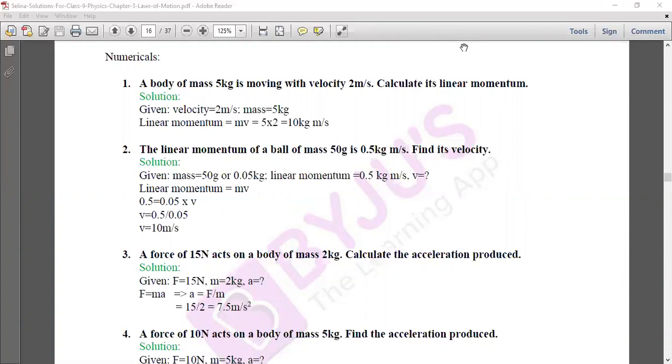Today in this video, I will explain the numerical part from chapter 3, motion in one dimension. That is the numerical part from part C.